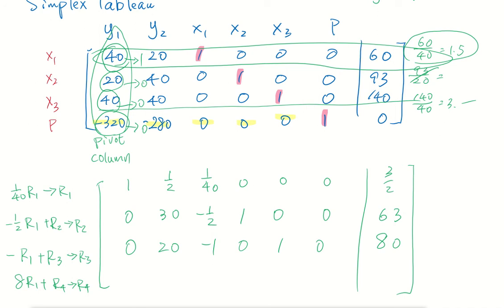R1 times 8, so 8 times 40 is 320, plus negative 320 is 0. 8 times 20 is 160, add to negative 280 is negative 120, and then 8 times 1 is 8. 8 plus 0 is 8. 8 times 0 is 0. Plus 0 is 0. Similar here. 1 here. 8 times 60 is 480. And plus 0 is 480.